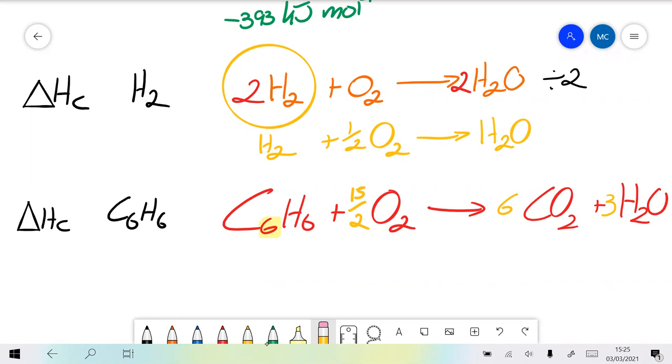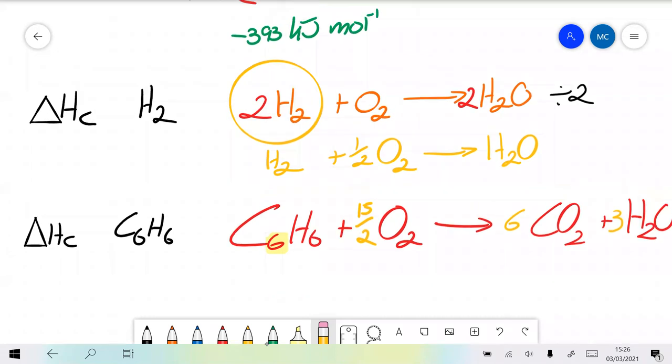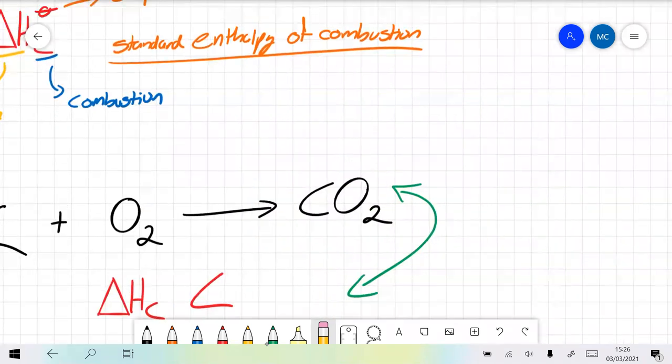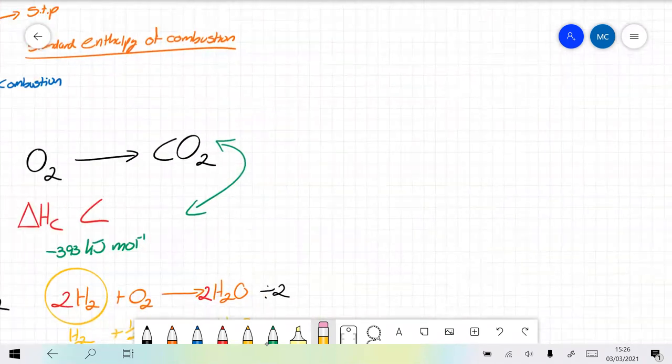And that will imply that we will be in a situation where we will need the halves. That's the first definition, the enthalpy of combustion.